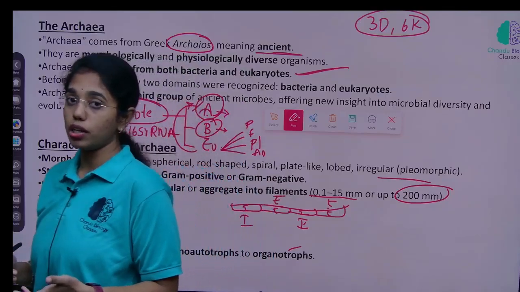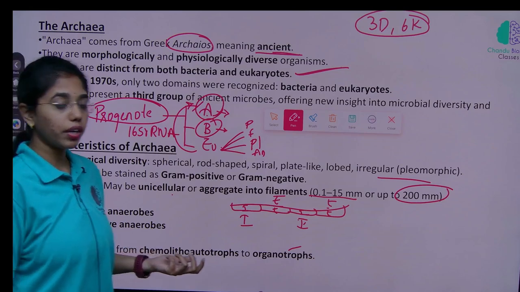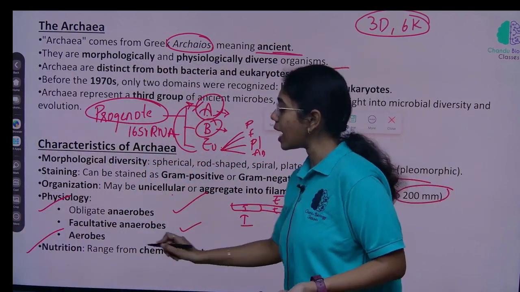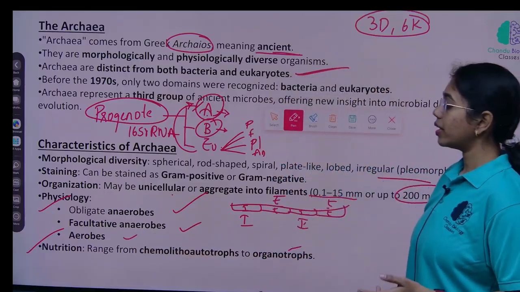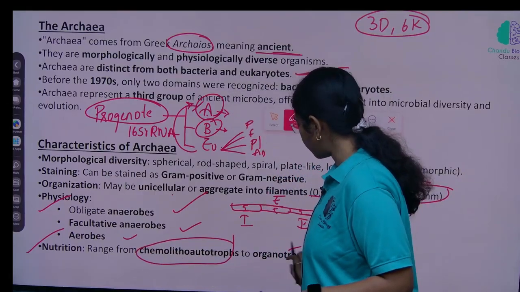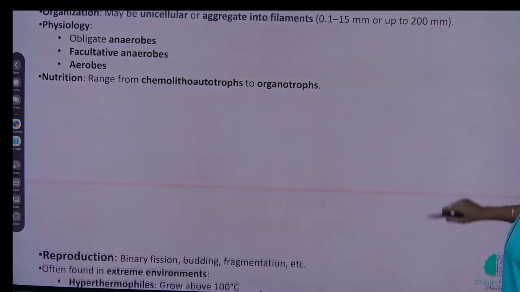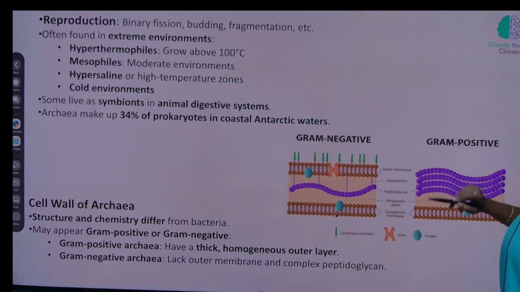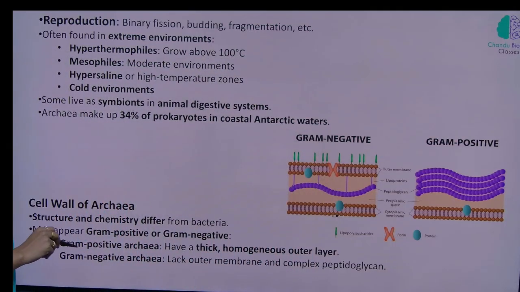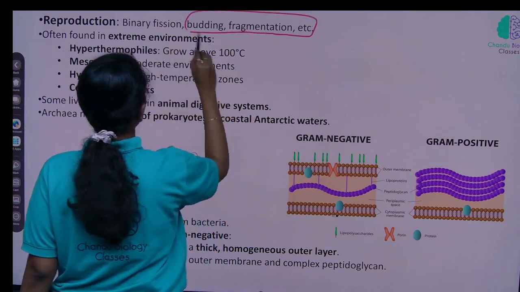When you look into the physiology, we have diversity in respiration and nutrition. Respiration diversity, if you see, they can be obligate anaerobes, facultative anaerobes and aerobes. If you look into nutrition, they can range from chemolithoautotrophs to organotrophs. Clear till here? And then if you observe reproduction, for unicellular archaeal forms it can be through binary fission. For multicellular or colonial forms, it can be through budding and fragmentation.